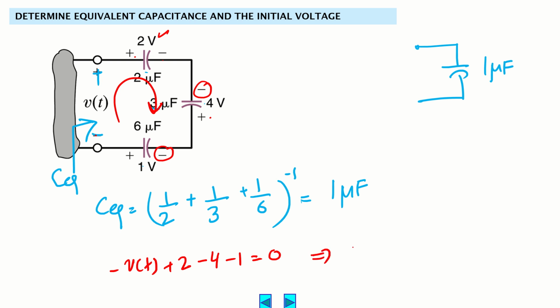So the initial voltage will be 2 minus 4, that will be minus 2, minus 2 minus 1, that will be minus 3 volt. So the drop here would be 3 volt. So this circuit can be simplified to this form. Thank you so much.